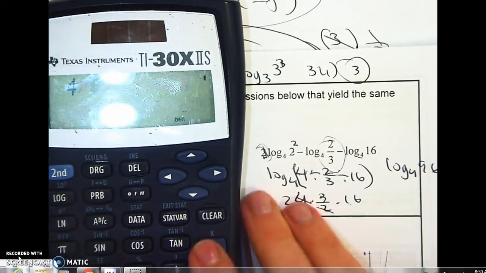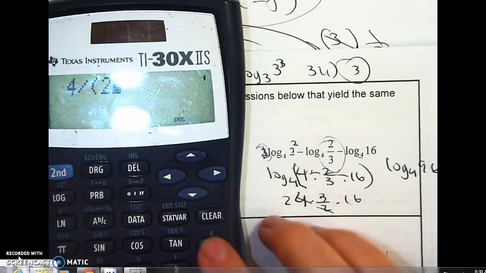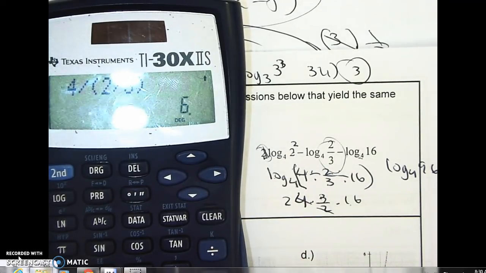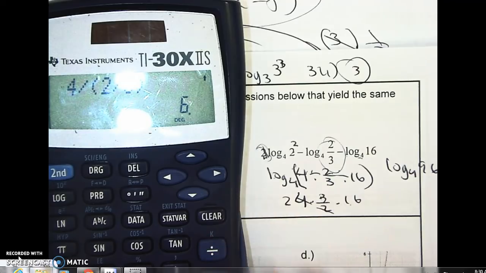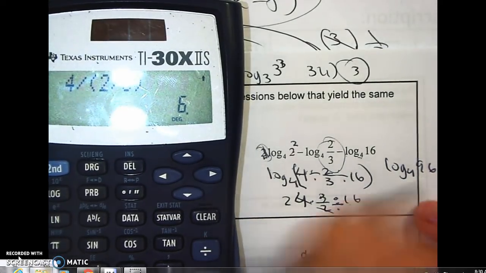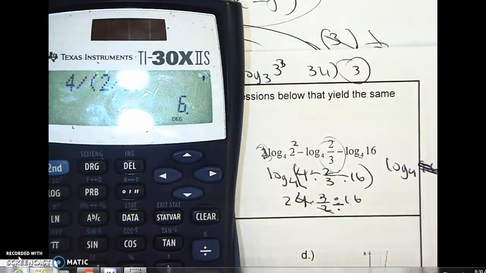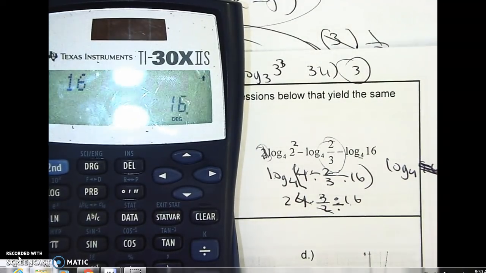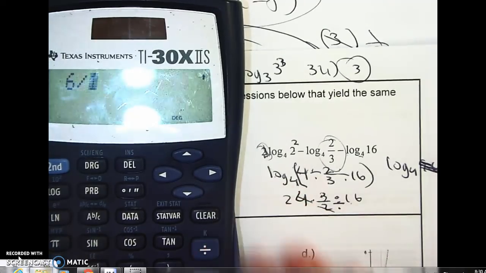So I'm going to show you how you can do that in your calculator. You can go 4 divided by, since it's a fraction, you've got to put it in parentheses, and then divide that by, oops, I multiplied by 16 instead of dividing by 16. Okay. And then divide that by 16. Shoot. Go 6 divided by 16.